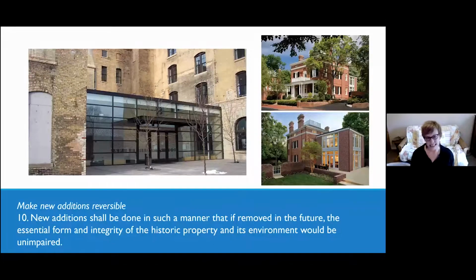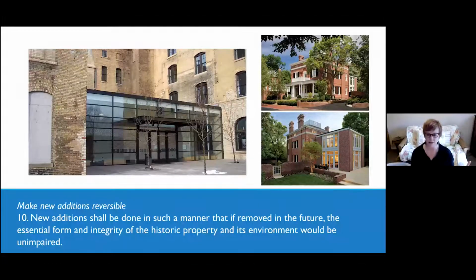And then finally, standard number 10: make new additions reversible. Standard 10 says, new additions shall be done in such a manner that if removed in the future, the essential form and integrity of the historic property and its environment would be unimpaired. So make it possible that you could remove it. If it's going to be an addition that's of its own time, which is what we're going to do now, don't destroy the real historic fabric.